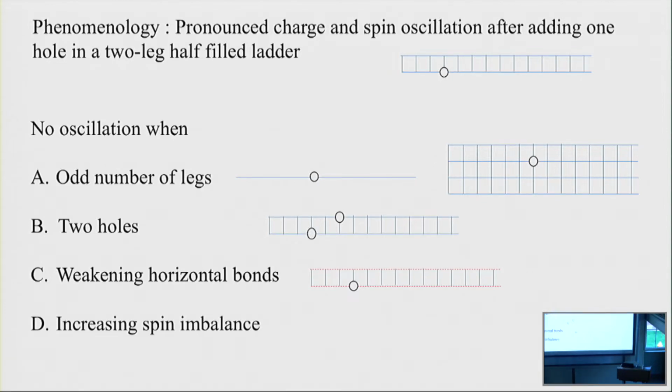Now, the reason that you don't have the oscillation when raising the spin imbalance is that when you polarize a system, of course you lessen the singlet, so therefore it's also weakened. So everything can be interpreted as a consequence of the phase string oscillations.